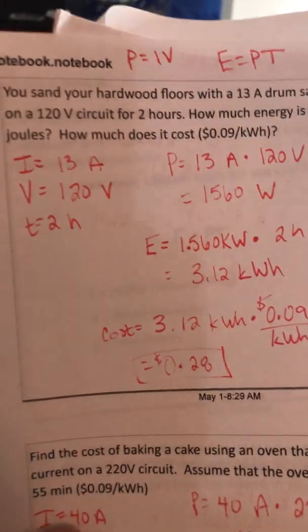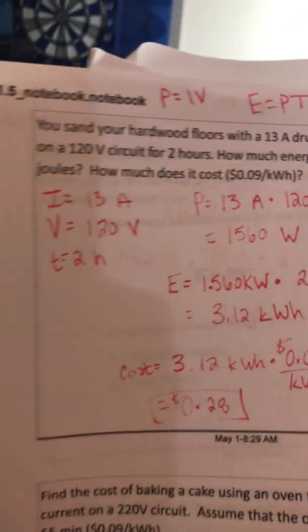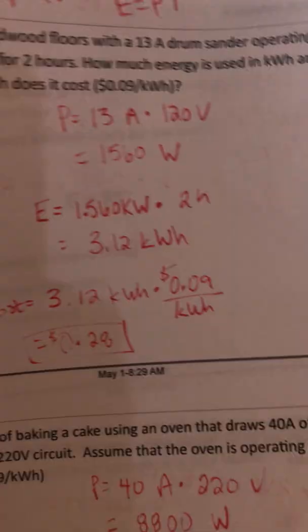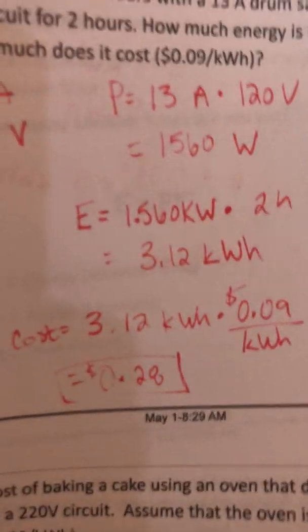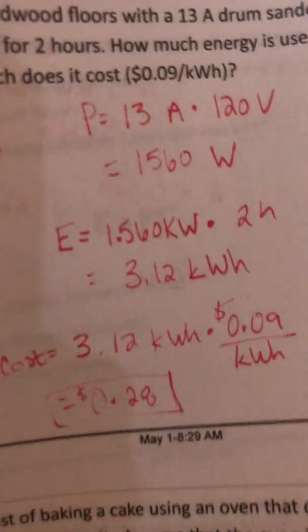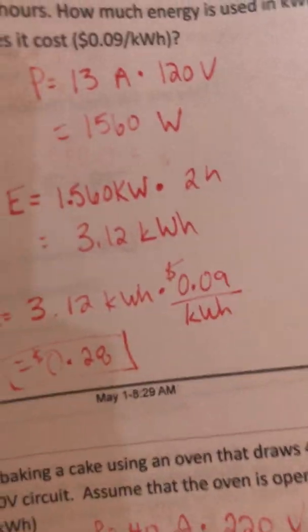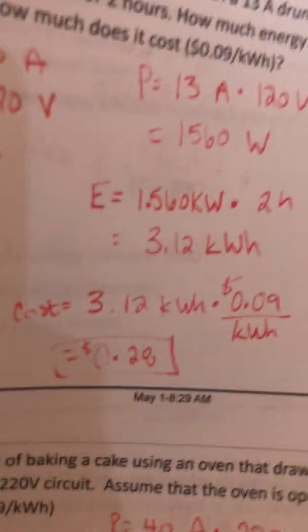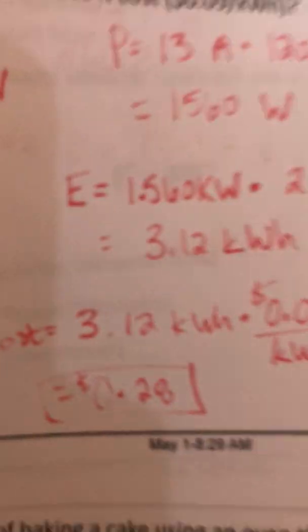Okay, so you sand your hardwood floors with a 13 amp drum sander, and we're going to have it at 120 volts for 2 hours. How much does it cost, assuming again it's 9 cents per kilowatt hour? We have all of our variables and our information written down the side. We take our 13 amps, multiply it by 120 volts, which gives us 1,560 watts. Multiply by our 2 hours to get 3.12 kilowatt hours. At 9 cents, it would cost 28 cents to use that drum sander for 2 hours.